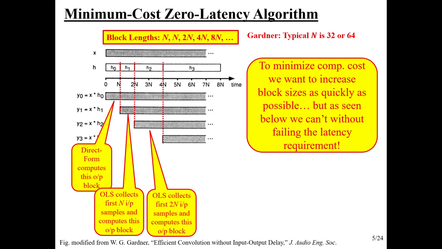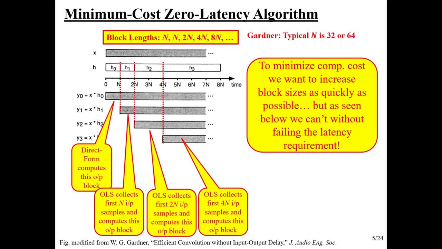So to compute this block, I have to collect up to here. I would collect the first 2N input samples, and in this case I'd have a bunch of zeros as well. Now I need to compute the DFT, do the product, and do the inverse DFT, all in time. I've collected up to here, and this needs to be available right there. So I have one sample interval to do all that processing, and so on and so on.